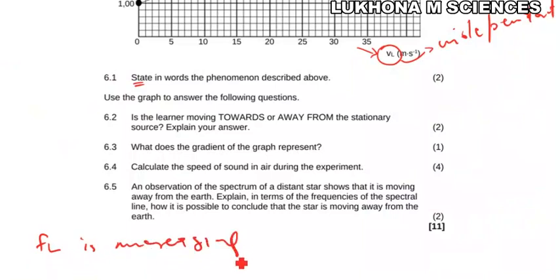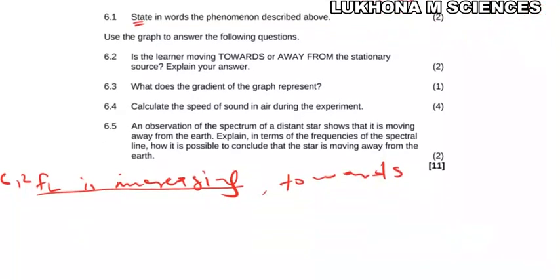When FL is increasing, therefore it is moving towards. The train is moving towards. That is 6.2. Towards, because the frequency received by the listener is increasing. So we are going to explain like this, okay?